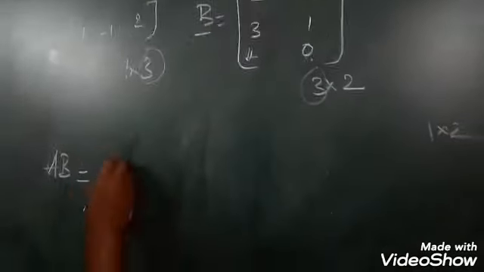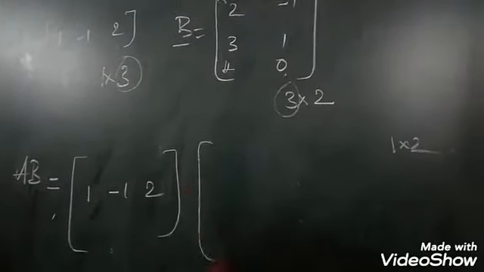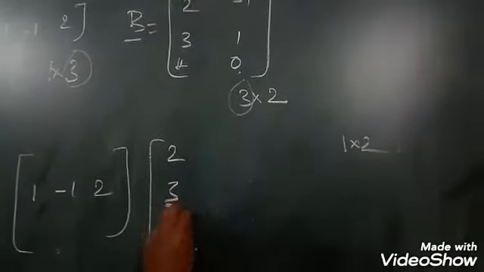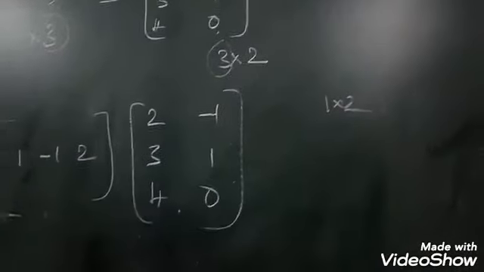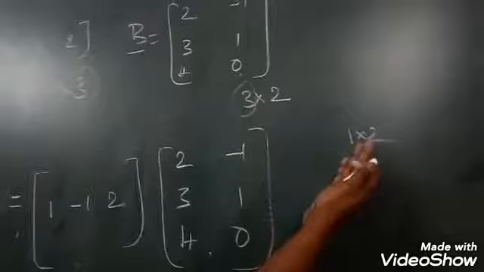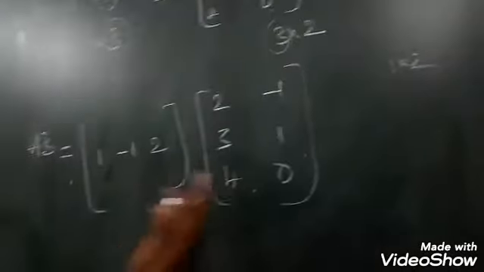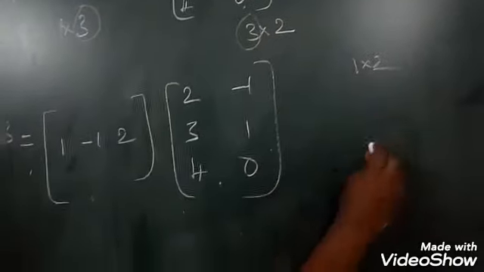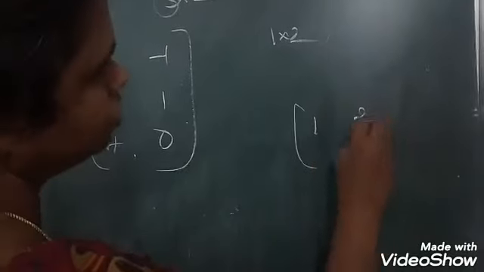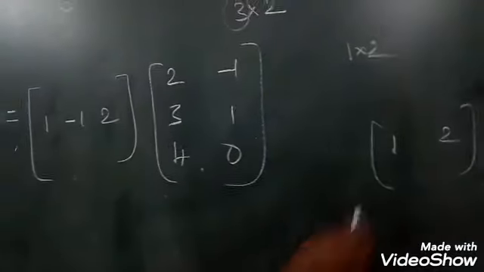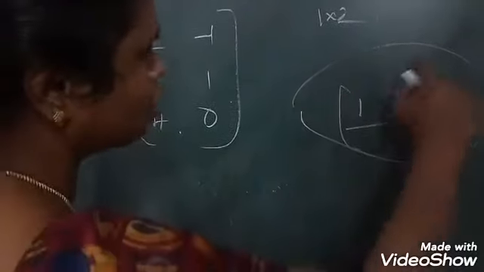Okay, how do you multiply girls? First write the A matrix: 1, minus 1, 2. Then see the second matrix: 2, 3, 4 and minus 1, 1, 0. This is how we write it. But our answer is 1 cross 2. How do you get it girls? See, the matrix should be 1 cross 2 now. 1 row, 2 columns. 1 row 2 columns means 1 2. Like this we will get. Okay girls, this is for your information. Okay, 1 cross 2, now 1 row 2 columns.